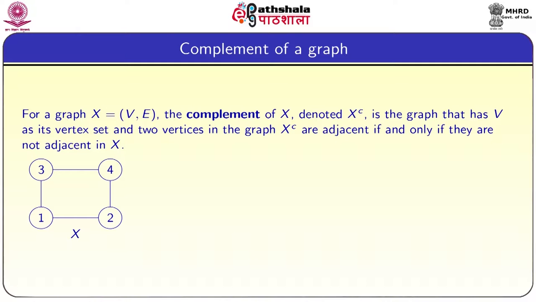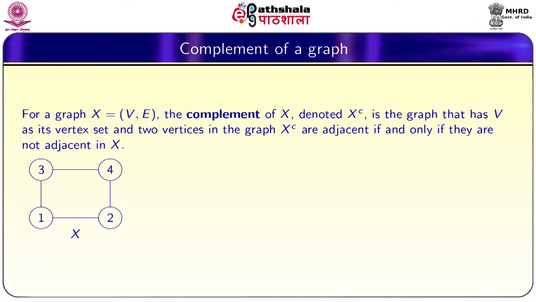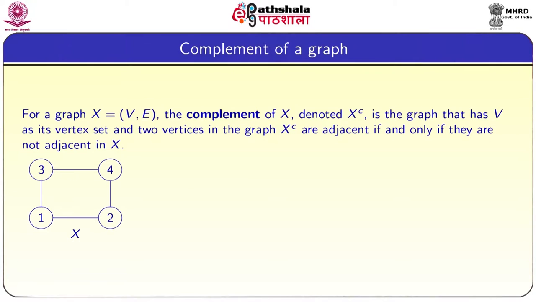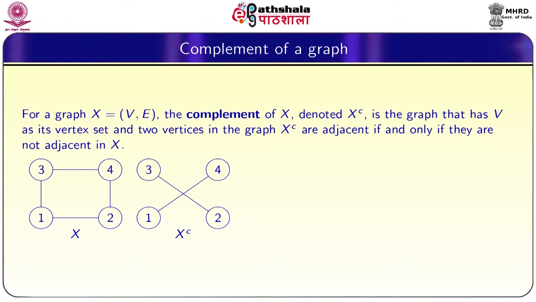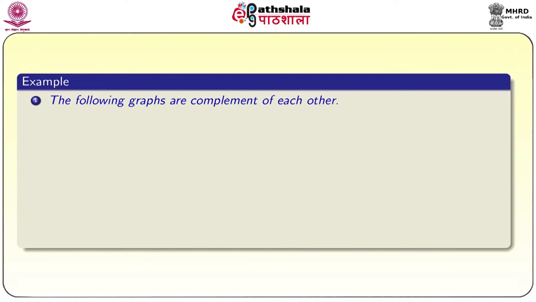For example, if the graph X is given as 1, 2, 3, 4, the cycle graph C4, then its complement is given with the same vertex set 1, 2, 3, 4. But now if you look at the graph X, there is no edge between 3 and 2. Now we have an edge between 3 and 2. There is no edge between 1 and 4, and now there is an edge between 1 and 4, and the remaining edges which are in X are not in X complement. Further, if you take all these edges combined, then we are going to get all the edges of this complete graph K4.